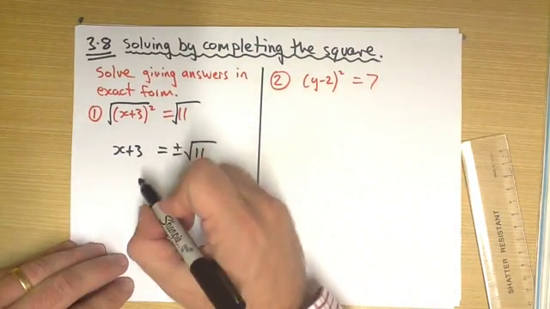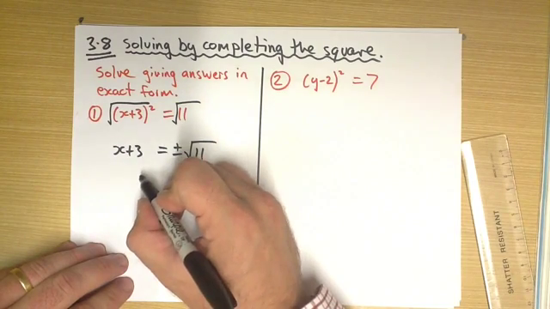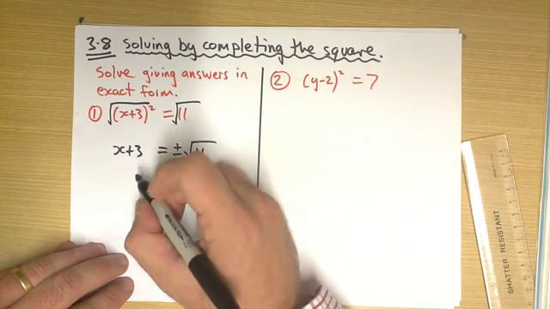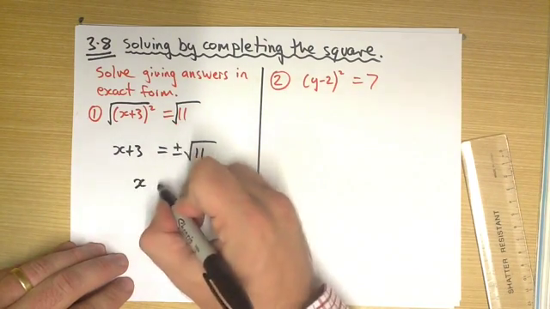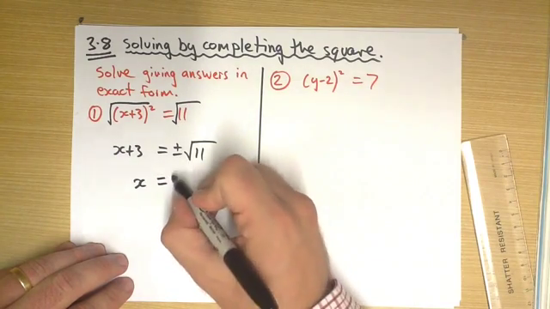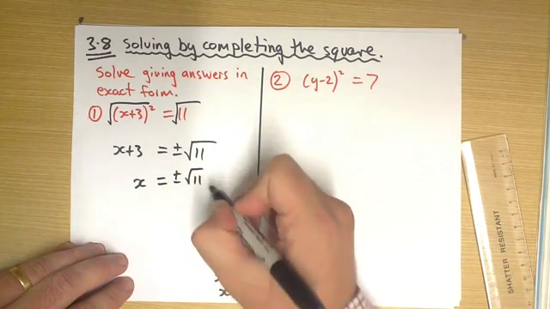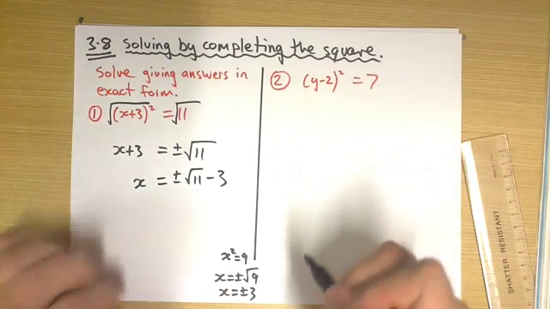Okay, so what we get now is we get minus 3 from both sides, so we get x equals plus or minus root 11 minus 3. Okay.